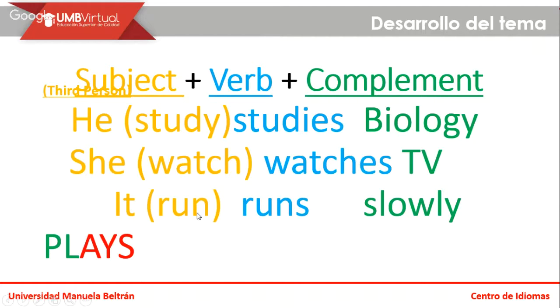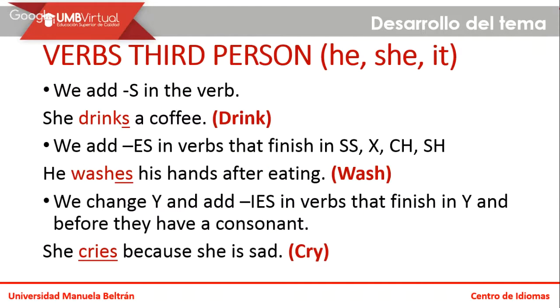And the other words, which are the most common ones, you are just going to add s with these kinds of verbs. Okay? So here, verbs, third person: he, she, it. We add s to the verb: she drinks a coffee, drink. We add es in verbs that finish in s, double s, x, ch, sh. Okay? He washes his hands after eating. And finally, we change y and add ies in words that finish in y and have a consonant before it. She cries because she's sad.